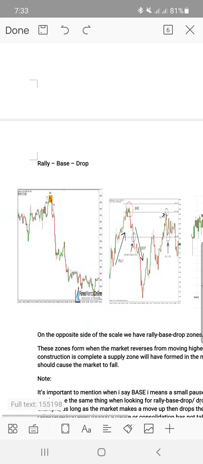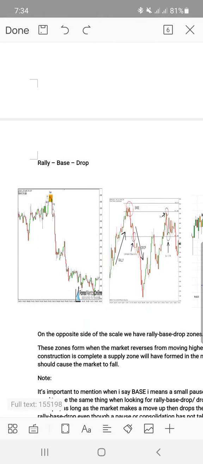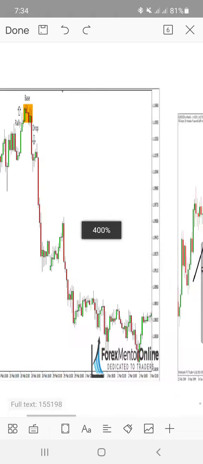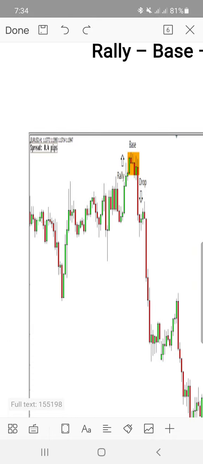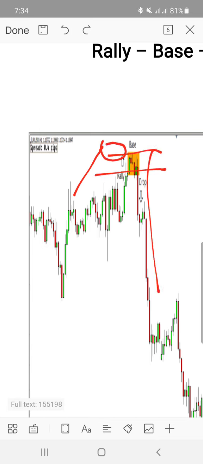And the fourth one is what? Our rally base drop. Let me zoom into the diagram so you can see clearly. Our rally base drop, see the market rallies, as in this diagram, rallies, ranges for some time, right? Then forms our base, then it drops. The rally base drop forms what? Our supply zone. It can never form the demand zone.